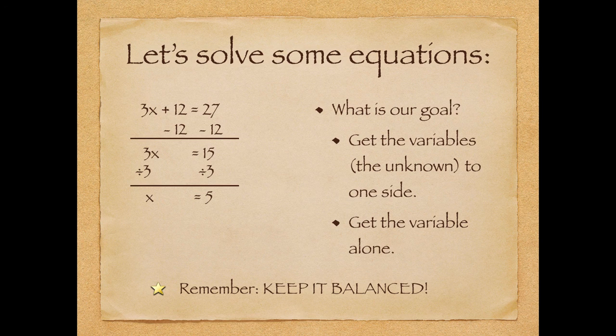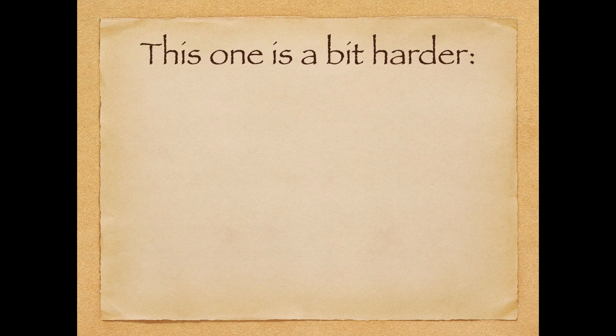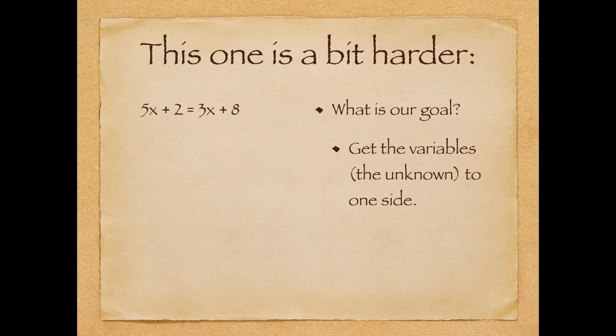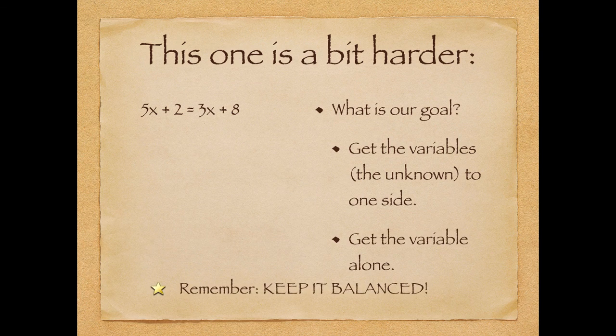Anyway, moving on. We're going to get to a bit harder equation. This will be the last one we do in this video. And let's see if you can understand why it's a bit harder. Once again, I want to put out our goals so we don't forget. We're getting the variable to one side, and then we have to get the variable alone. And always remember, keep it balanced.